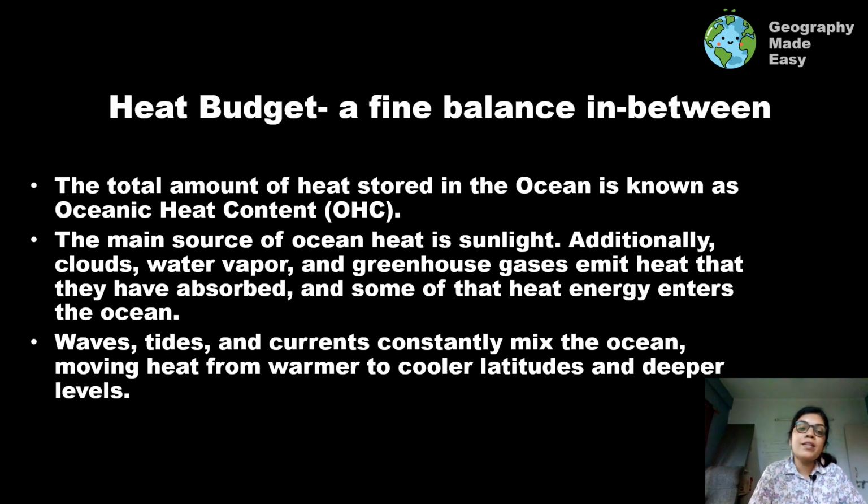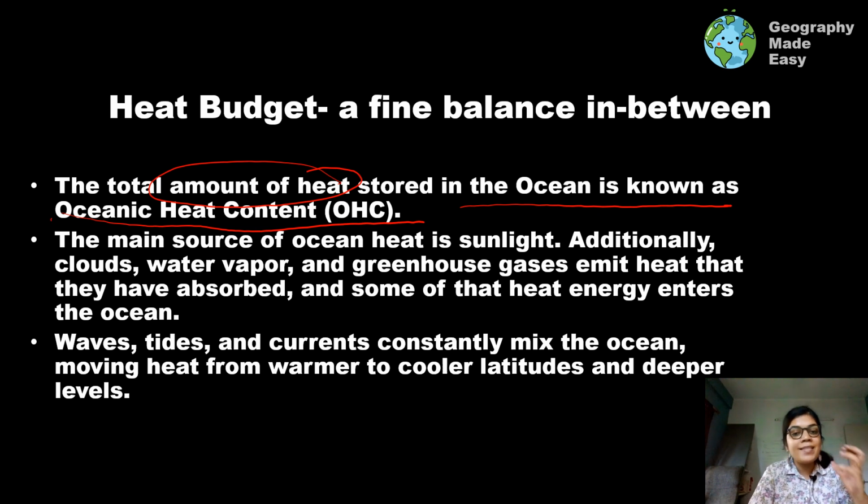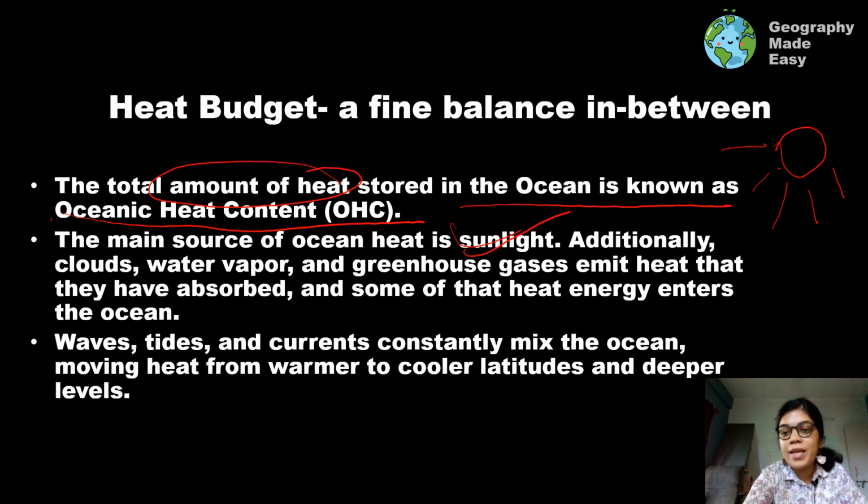There is a huge amount of heat which is stored in the ocean, and it is called the oceanic heat content, or OHC. Some of the main sources of oceanic heat content is, of course, the major one is sunlight, because we know that the sun plays a very important role in giving heat to the surface of the earth. Apart from that, other things which also give heat to the oceans can be greenhouse gases, clouds, and water vapor, which also help put heat energy into the ocean.